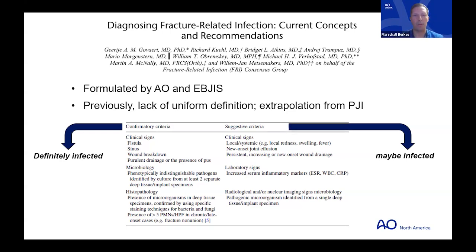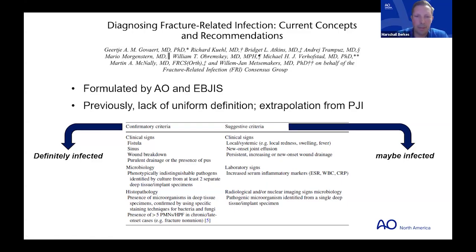So trying to standardize what does it mean to have a fracture-related infection, and then carrying forward, trying to have this borne out in future studies, which would be helpful, because a lot of the existing stuff was just extrapolation from prosthetic joint infections, and this is not the exact same. So ultimately, you have confirmatory criteria, and this was agreed upon by the experts of this work group. So confirmatory criteria and then suggestive criteria. If you have any of the confirmatory criteria, which you see listed here, and I'll go into more detail, definitely infected.